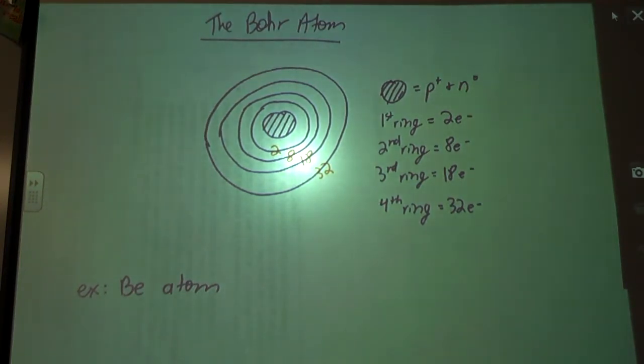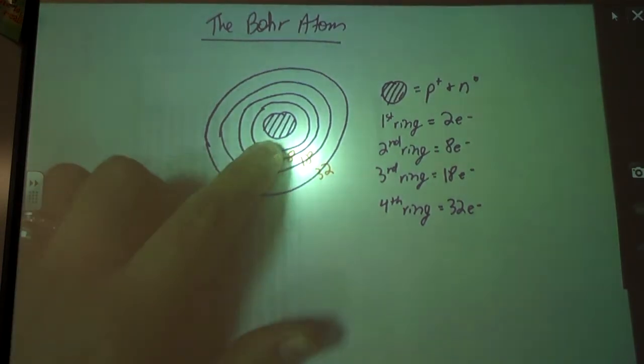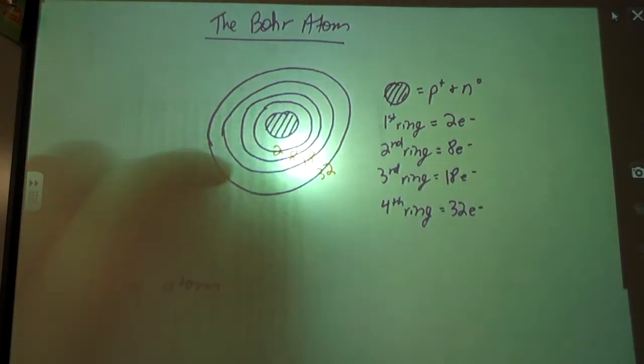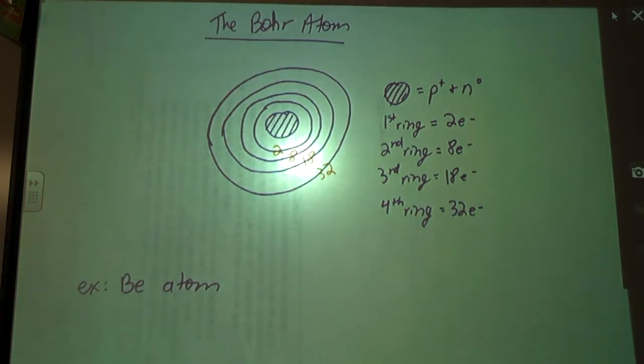And all it does is serve as an organization of the electrons. Later on, we will go into more in depth about where these electrons are when we get into Schrodinger's model and configs. But for now, we're just going to organize them into rings. So as I said, protons and neutrons go here in the middle. And then we can have as many rings as we need to provide homes for all of our electrons. But they follow a pattern.